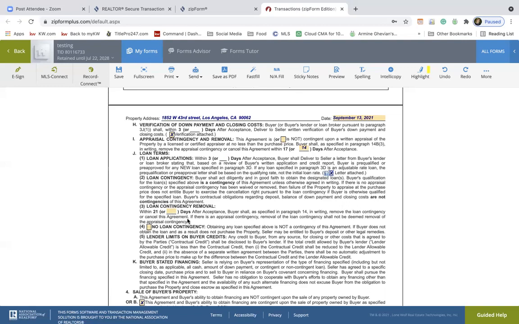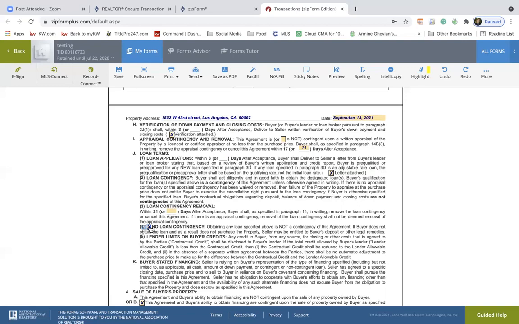If the buyer is going to get a loan, but they're so confident that their loan will go through, then the buyer may ask you, remove my loan contingency. I have a loan, but I don't have a loan contingency. Okay? And then you will do a contingency removal for the loan, and you will attach it to this document.